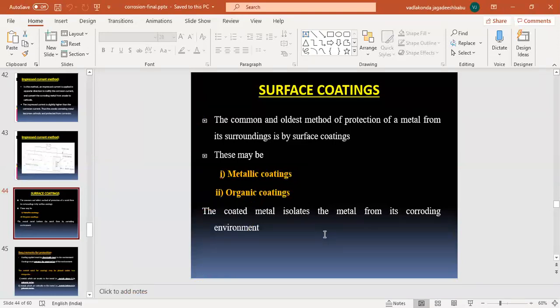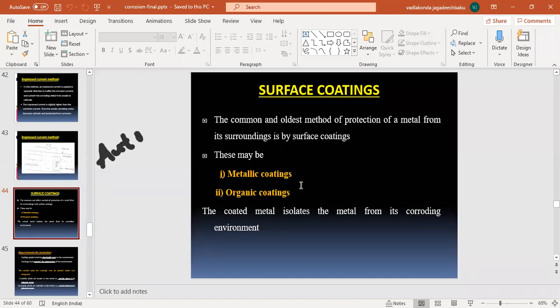Okay, coming to the surface coatings, this is also one of the methods to protect metals from corrosion. Surface coatings means applying a coating on the metallic structure which we want to protect. The coating may be an organic coating or a metallic coating. But applying a coating on the base metal to protect that metal from corrosion is known as surface coatings. And surface coatings are of two types.